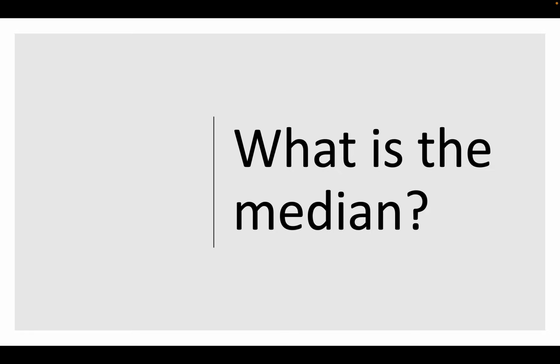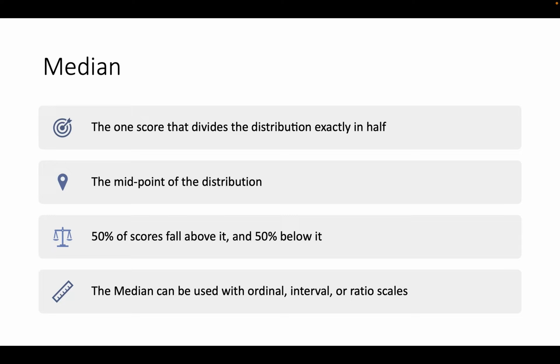So that's going to bring us to the median. Our textbook defines the median as the measure of central tendency, and it's the middle score in the distribution after all the scores have been arranged from highest to lowest. So, put simply, the median is the middle. It's the midpoint of our data's distribution. 50% of the scores fall above it and 50% below it.